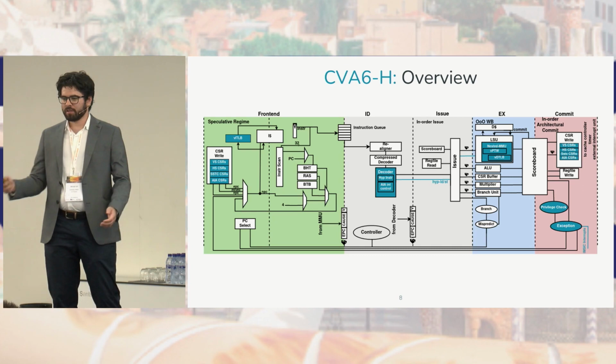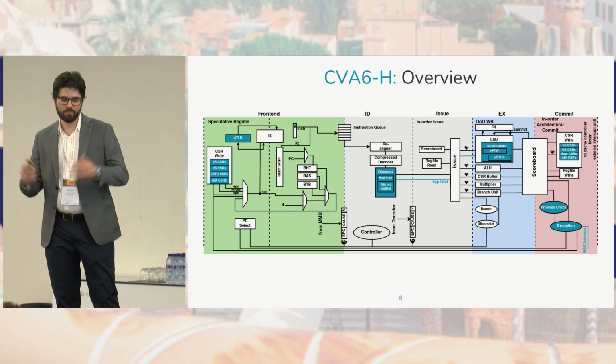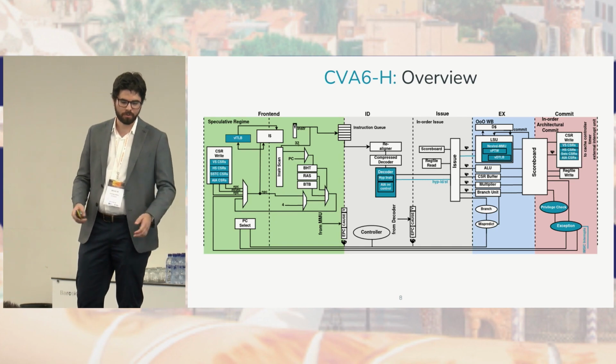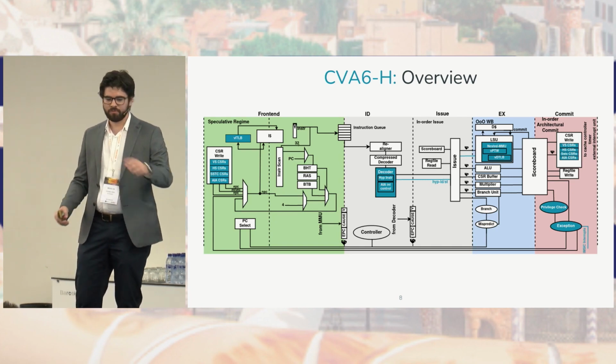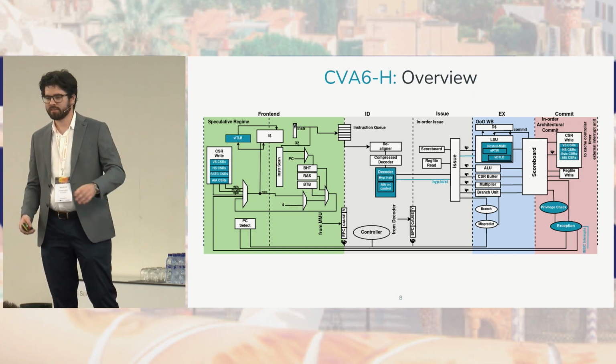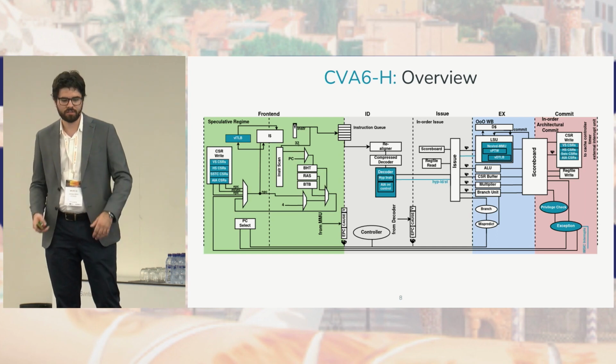So, CVA6 virtualization support. Basically, we have been working on providing virtualization on the CVA6. This is just an overview of the modifications that we did on the core. We added a couple of CSRs, we modified the decoder to support hypervisor instructions, and we also added a new stage of translation in the Nested-MMU.